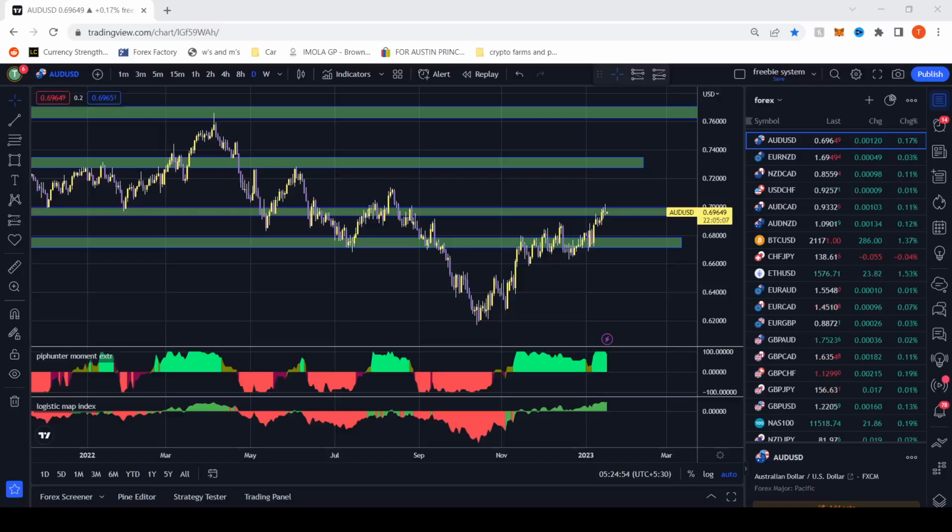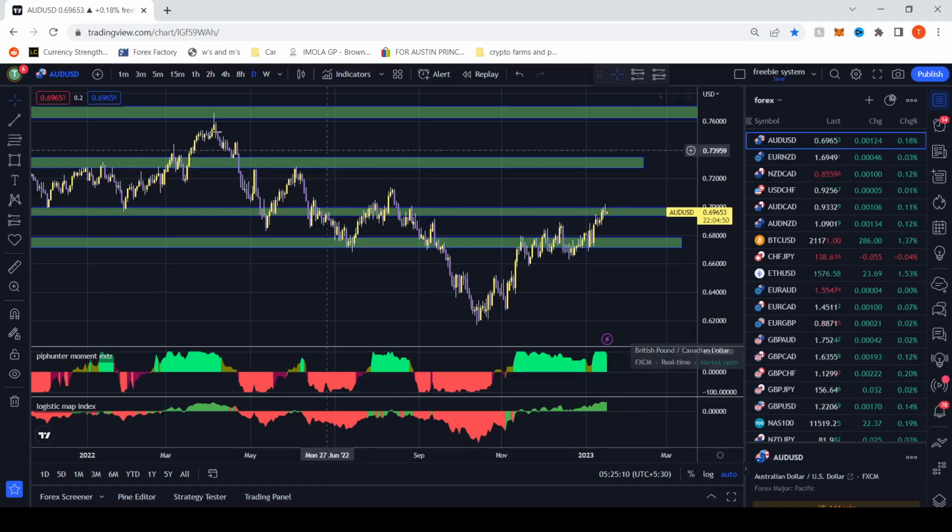This one setup will make you a better chart trader, and it's very simple. So the first thing we're going to look at is how I set up my zones, and then I'm going to run you through the method.